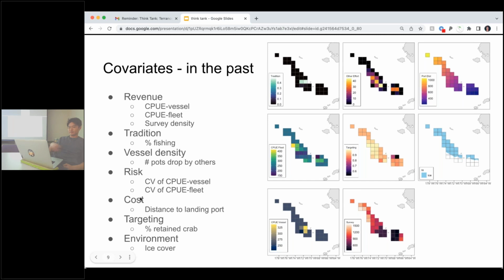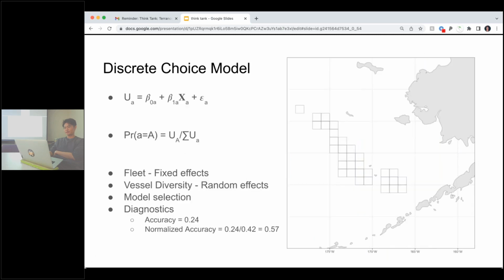Costs, I just have this as distance to the port of landing, targeting percent retained crab from the observer coverage data, where the coverage is only 30%, so it's not great, but still somewhat useful. And then for environment, I have ice cover, and there's some good resolution on this. There's a new ice shapefile every 2 weeks, so it's not too bad. So how I do this is I'm modeling how a single vessel chooses which grid cells to drop its pots.